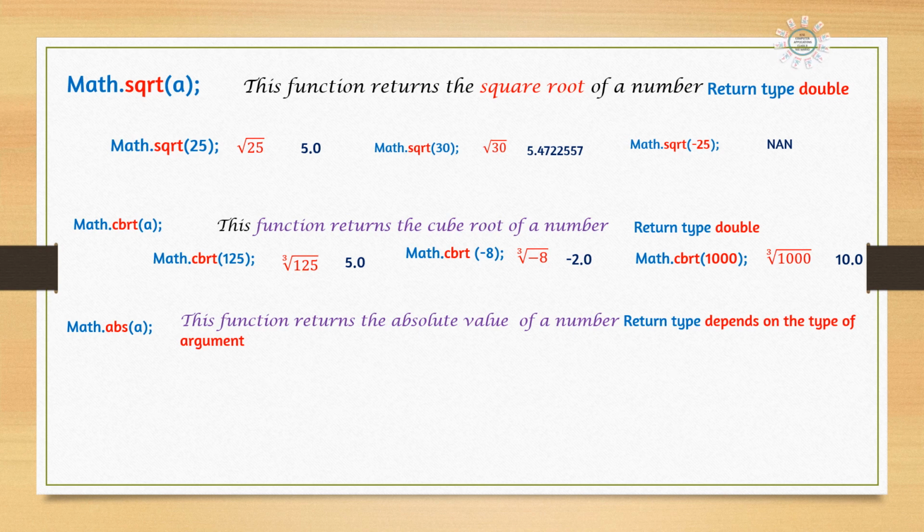And now Math.abs, the absolute value of a number. The return type depends on the type of argument. This function converts a negative number into a positive number. If the number is positive, there is no change in the answer. Here we can see 25. The sign of absolute value you can see here, and the answer is positive, so in the answer, no change. And here if it is a negative number, the answer will come in positive form, that is 82.35.